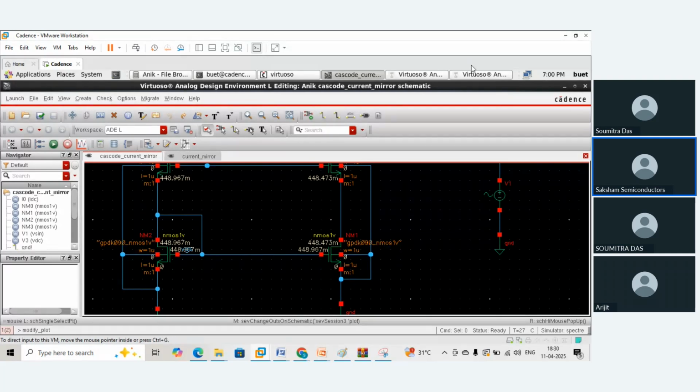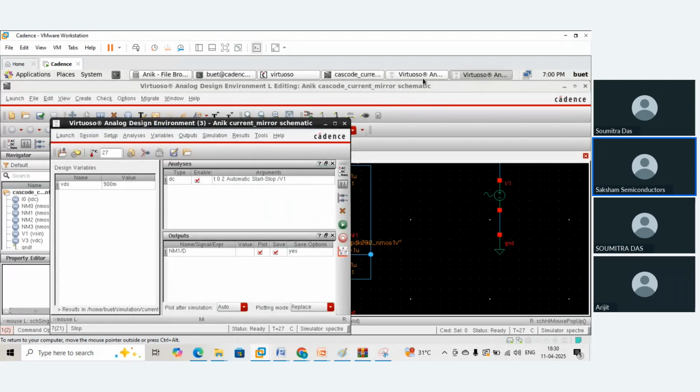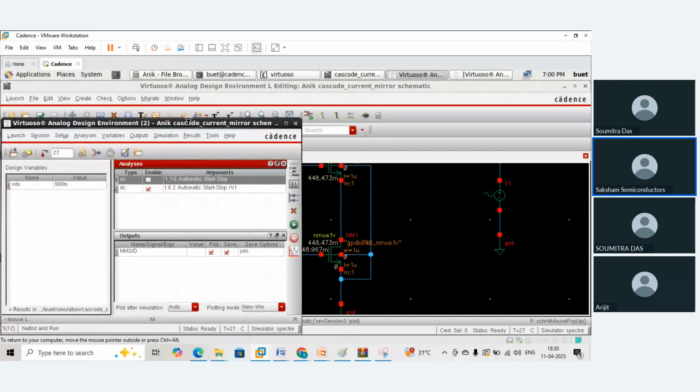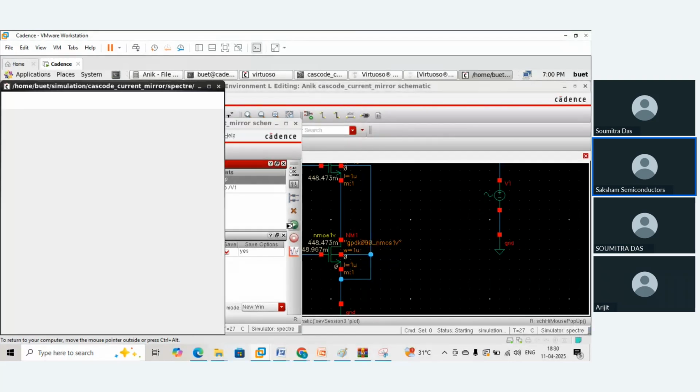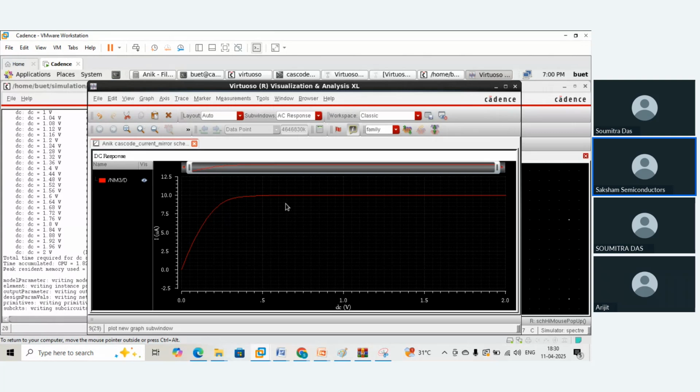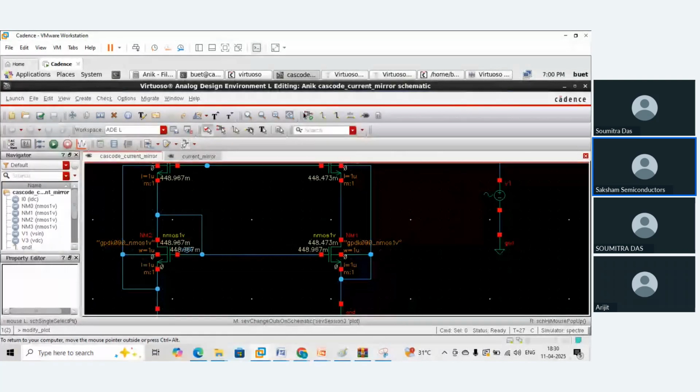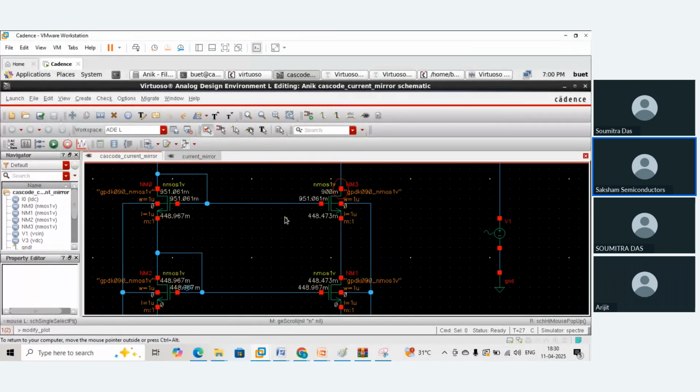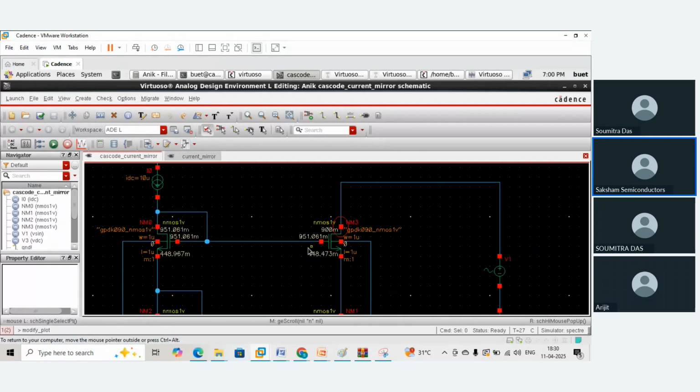For example, here, if you observe, this is the cascode current mirror, and let me run this one more time. I'm seeing this value, but at what particular voltage should I see this? At what value of VGS? If you observe over here, 951 milli. Are you seeing this 951 milli?